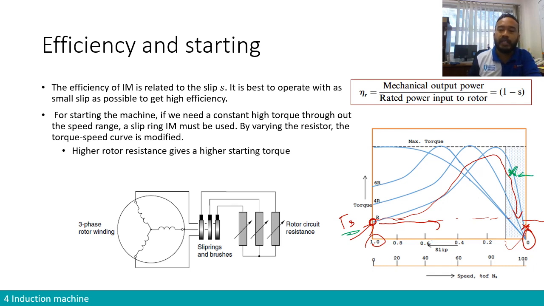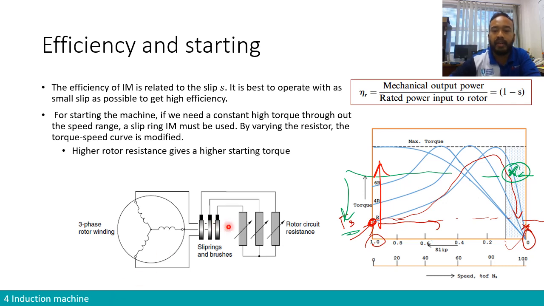So what's going to happen is that the machine is not going to be able to start because the load torque is much higher in comparison to the starting torque. So what we need to do is basically to increase the starting torque. The starting torque that was over here, we need to increase it to a level that is much higher than our resistive torque.